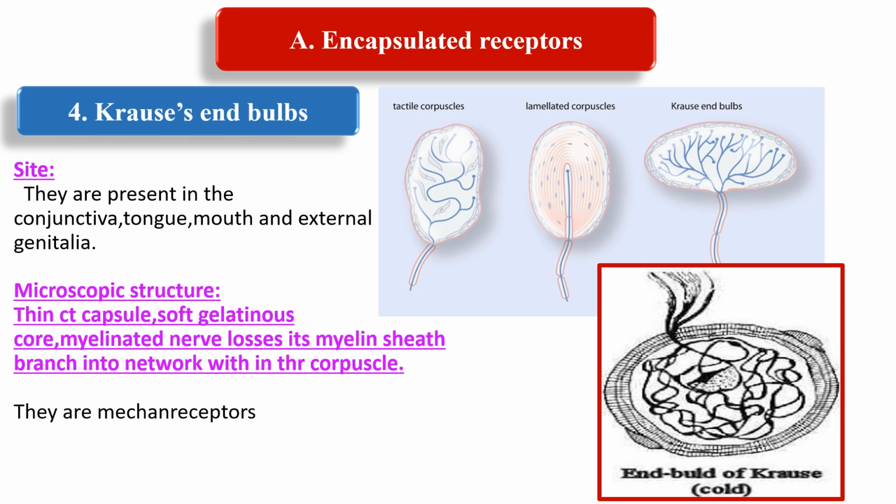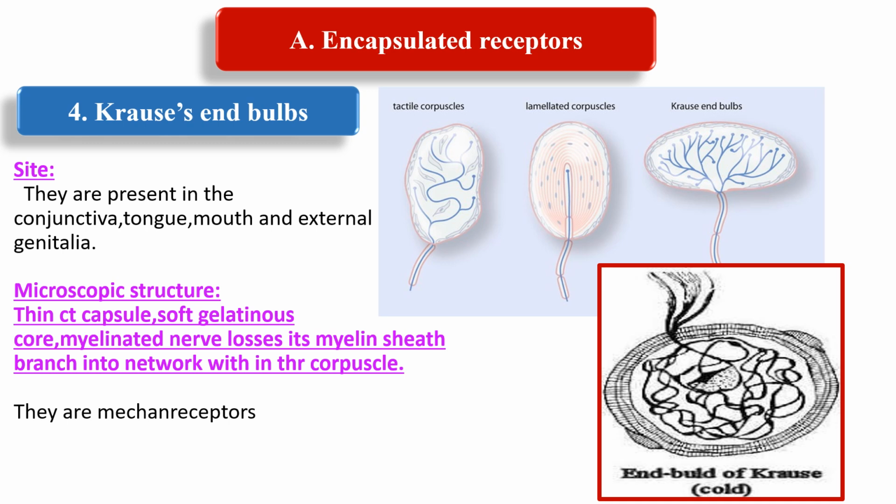As regards the fourth type, it is called Krause's end bulb. What about Krause's end bulb? Regarding its site, we can find this type in the conjunctiva, in the tongue, in the mouth, and external genitalia. This structure can be found in wet surfaces in our body.